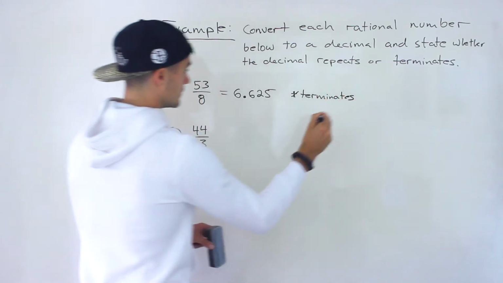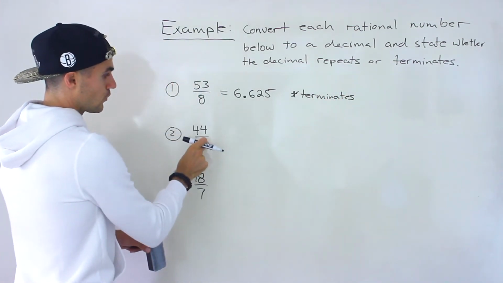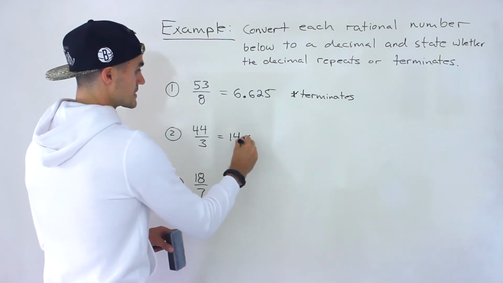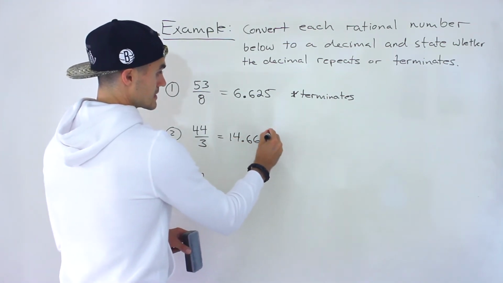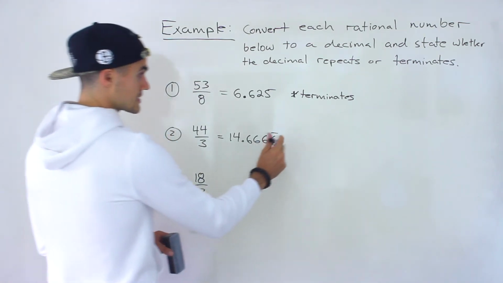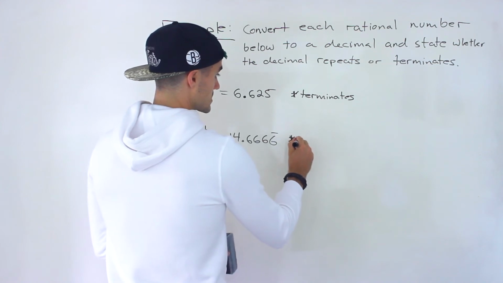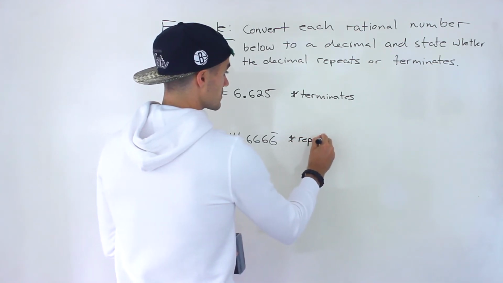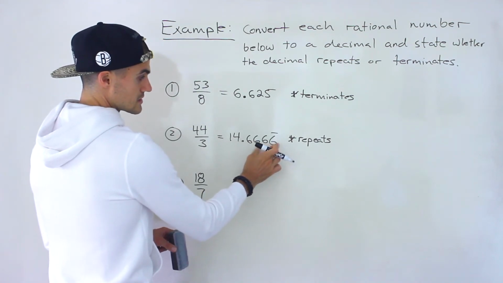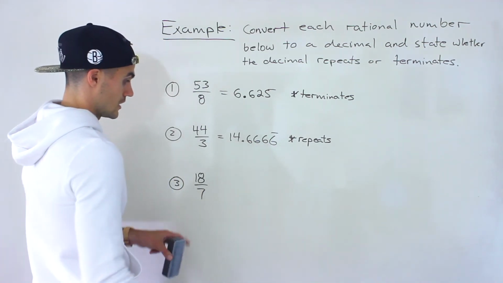terminates. Over here, if we did 44 divided by 3, we would end up with 14.6666, etc., repeating forever. And so this is an example of a decimal that repeats. And it's repeating just the integer 6 in the decimal portion.